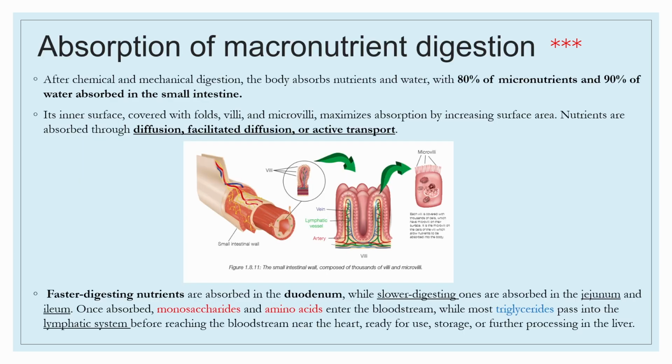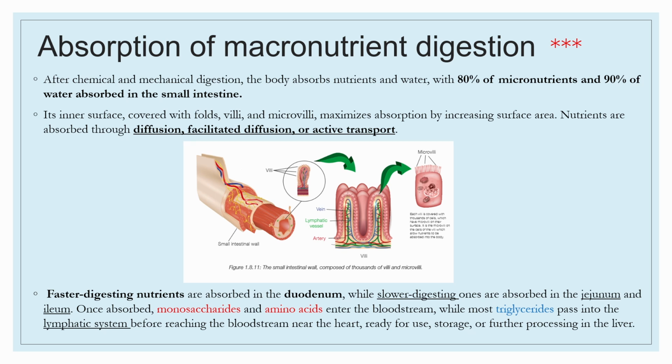After chemical and mechanical digestion has taken place, our body must absorb these nutrients and water, with about 80% of our micronutrients and 90% of water absorbed in the small intestine. The inner surface of our small intestine is covered in folds that look like hills, called villi and microvilli, which are folded to maximize absorption by increasing our surface area.